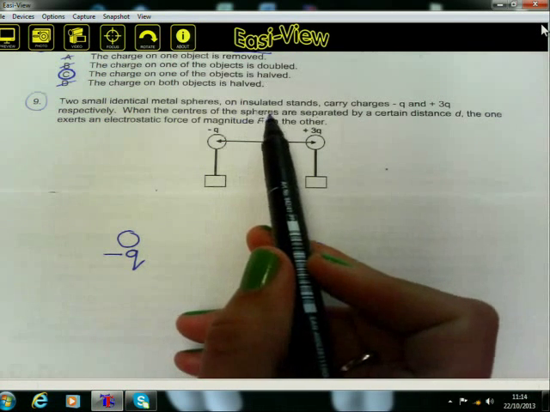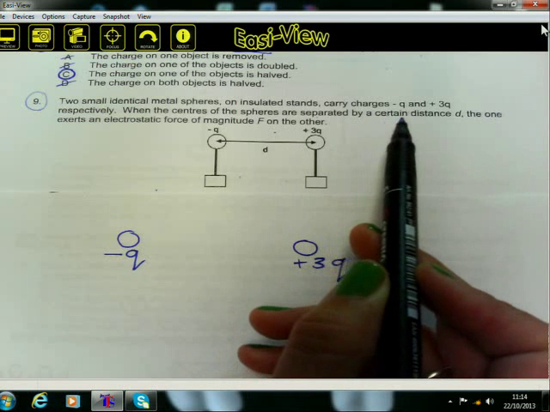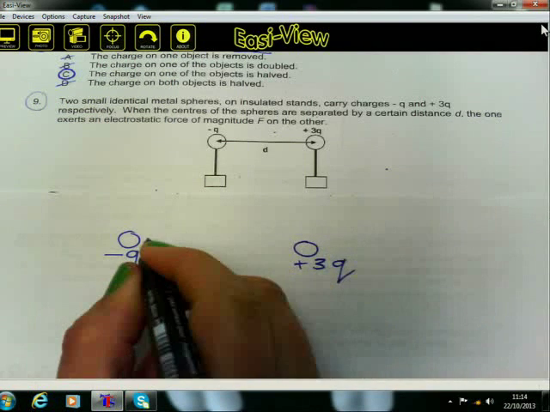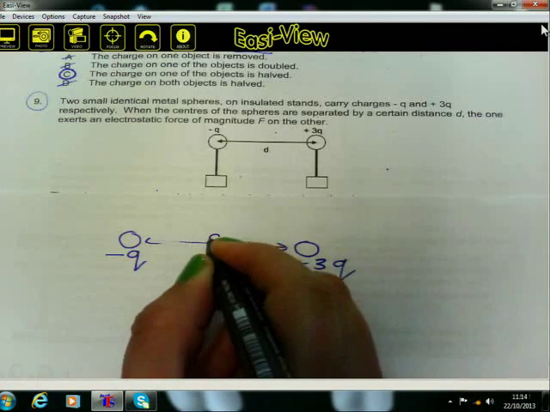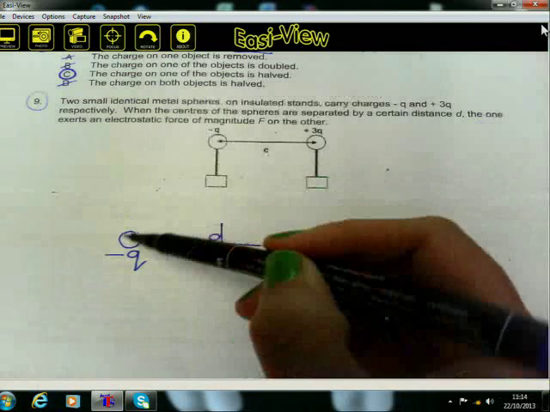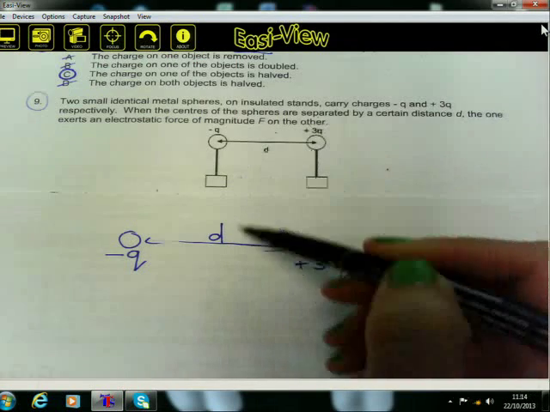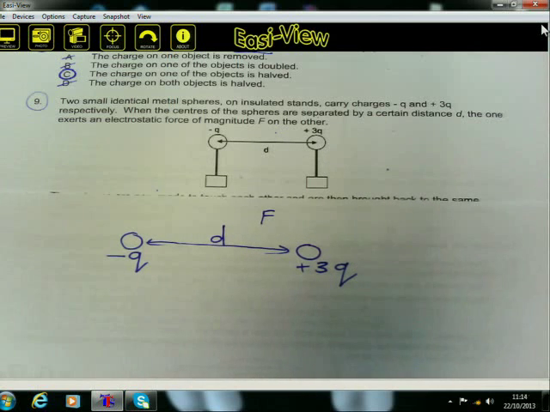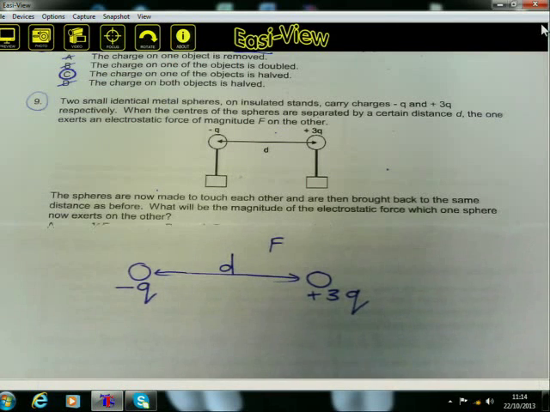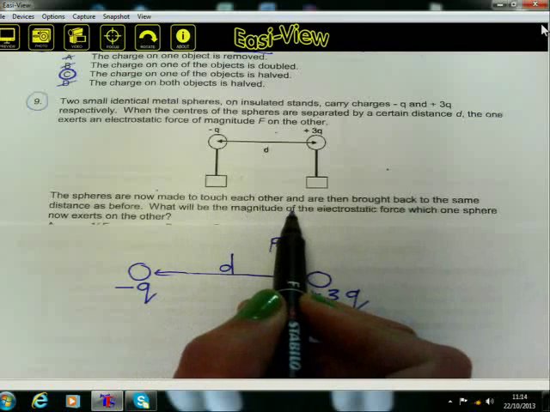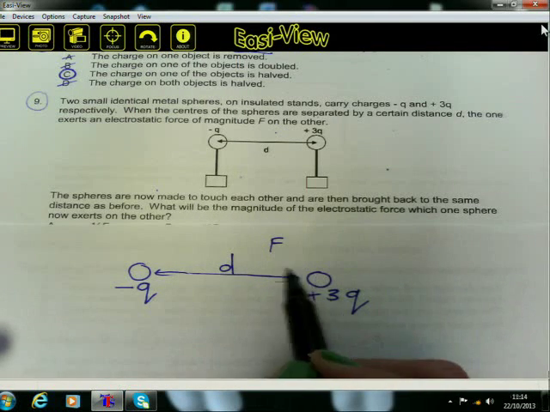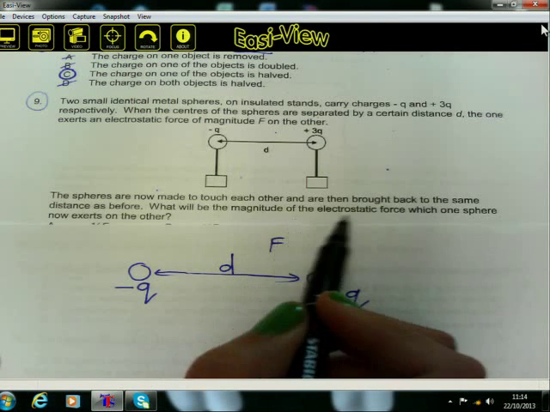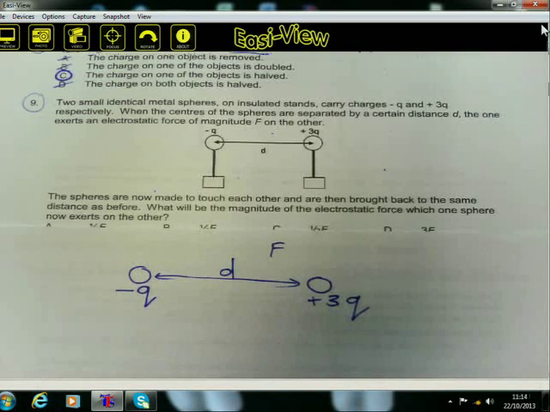When the centers of the spheres are separated by a certain distance, d, the one exerts an electrostatic force of magnitude F on the other. Okay, so they have a force of F on each other. Now we change this. The two spheres are now made to touch each other and are then brought back to the same distance as before. Now they ask the new magnitude of the force exerted on each other.